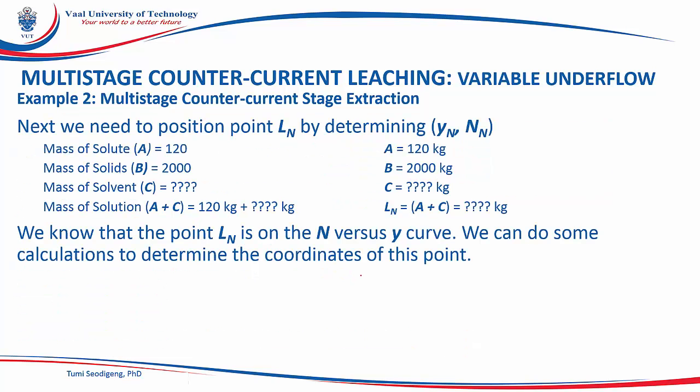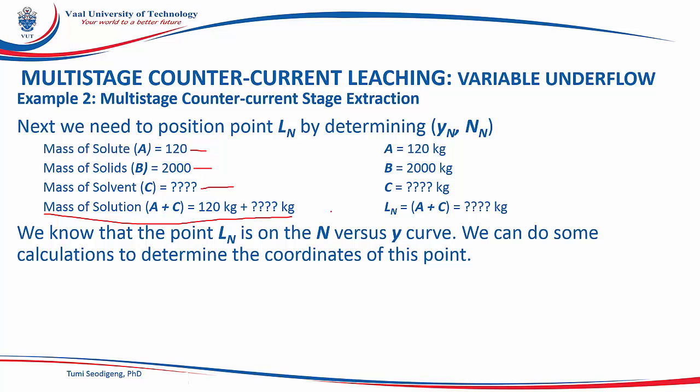Next, we need to determine the position of point Ln, which is the final raffinate stream that is leaving the final stage, by determining its coordinates yn and Nn. We know that the mass of solute in that stream is given as 120 kg per hour, and we know the solids remain constant throughout the underflow, which is 2000 kg per hour. We do not know how much solvent is entrained in that, and therefore we do not know how much solution is entrained in that. This makes it a slightly more complex problem to solve.